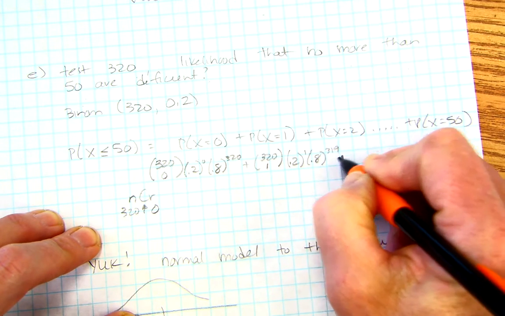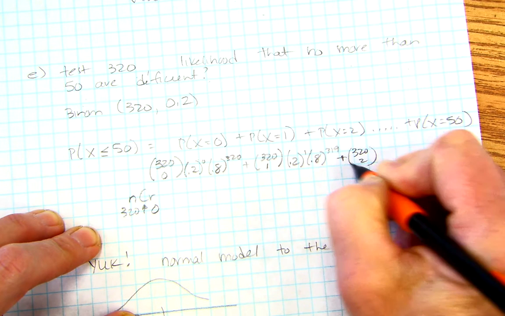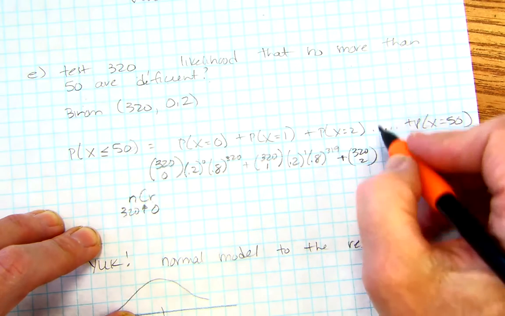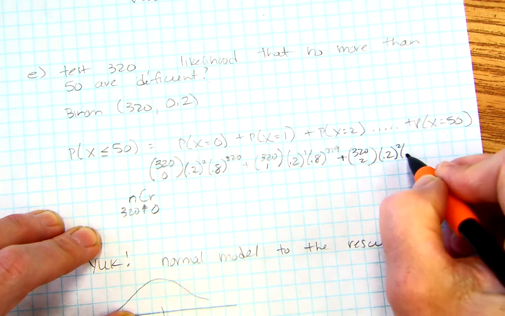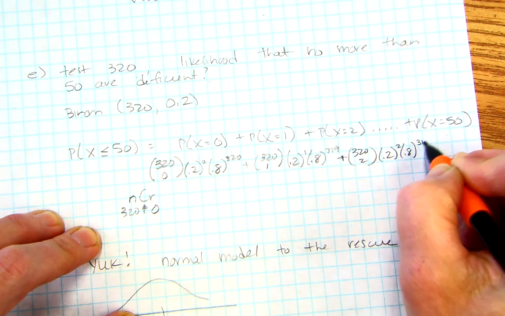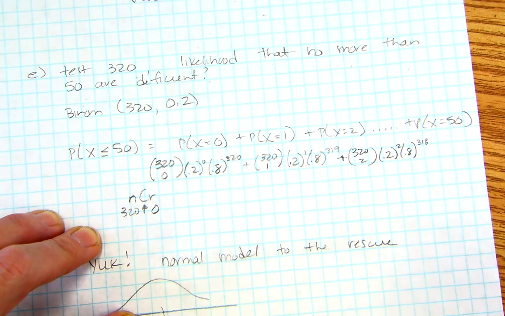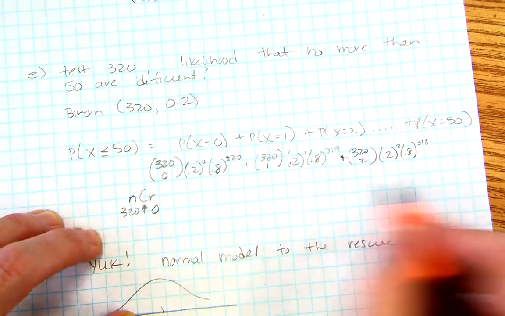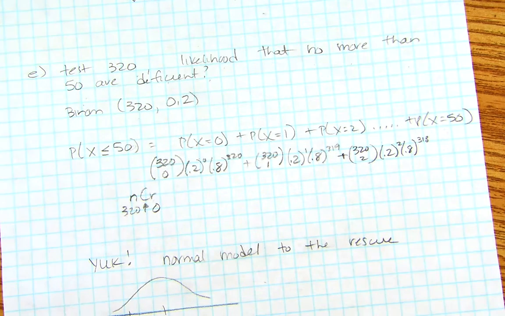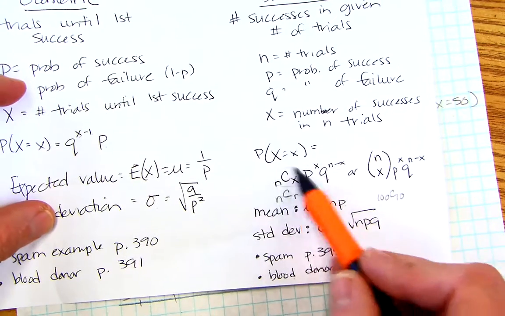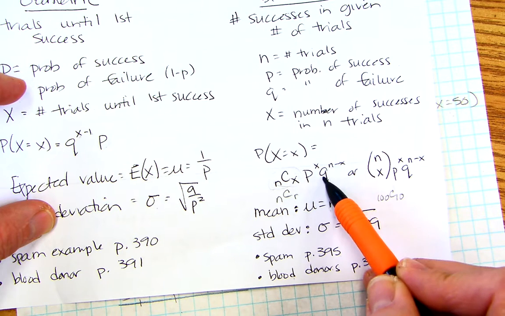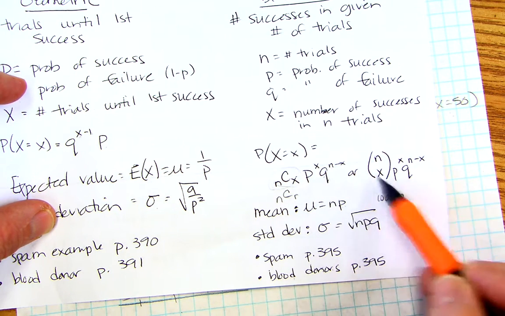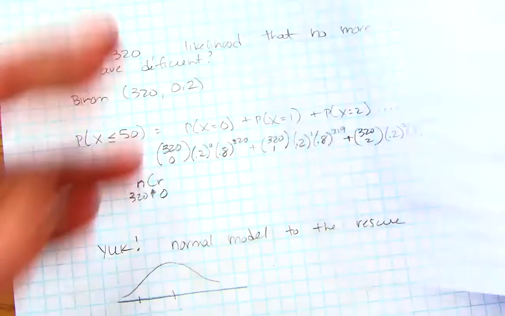And then in this case, how many different ways, if I have 320 students, would 2 of them be deficient? So that means 2 of them were deficient, and 318 of them were not, etc., all the way to 50. So that's tedious. Here's each of these little calculations: how many ways can 2 of them be deficient and 318 of them not be deficient? And this is just another way of making that notation.